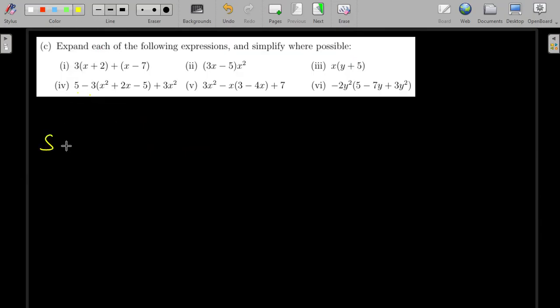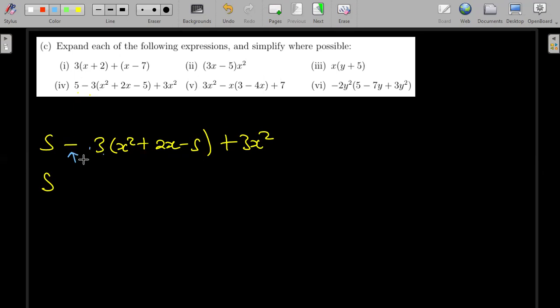This one has 5 minus 3(x squared plus 2x minus 5) plus 3x squared. What are we going to do here? I'll leave this 5 the way it is, but I'm going to expand this 3 to whatever I have inside the brackets. Be careful with this sign. If you're multiplying 3 with whatever is on this side, you'd better put whatever you get in brackets so that you can later multiply by the 3.